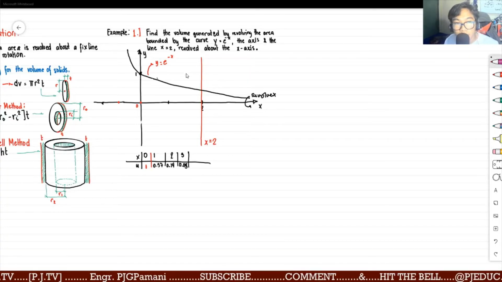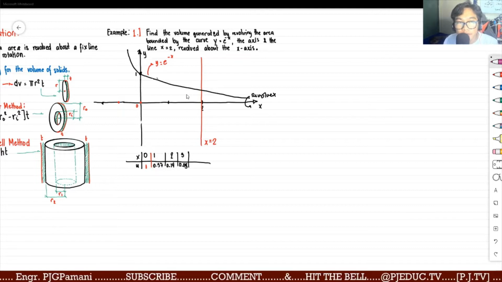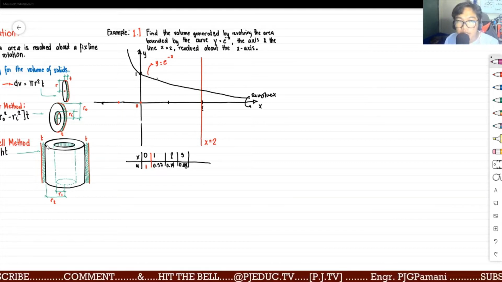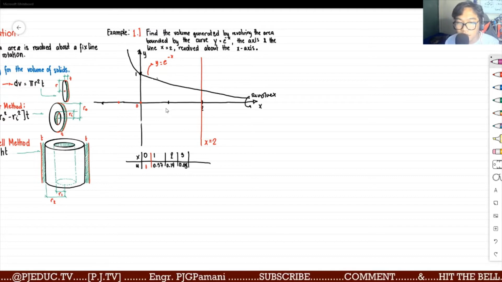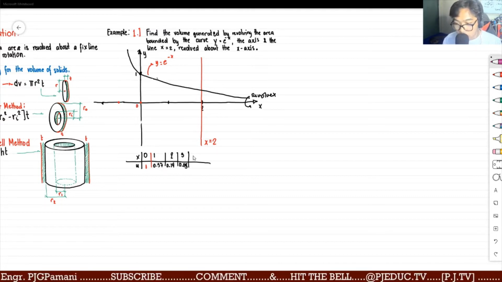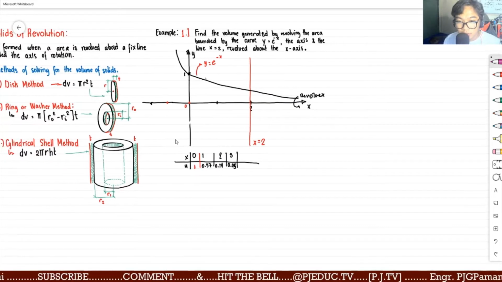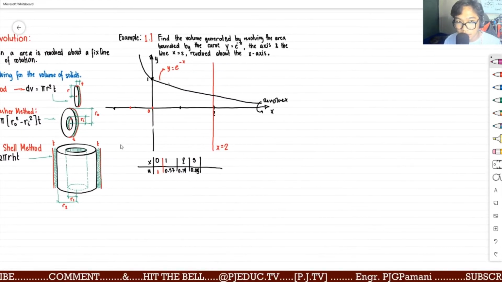Again, same problem. Find the volume generated by a revolving area bounded by the curve y equals e raised to negative x, the axis, and the line x equals 2, about the x-axis. Again, this will be our curve. Parehas lang yung figure, and it will never turn up 0. How about we try to use the cylindrical shell method?